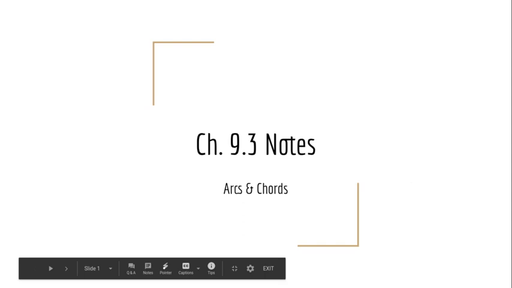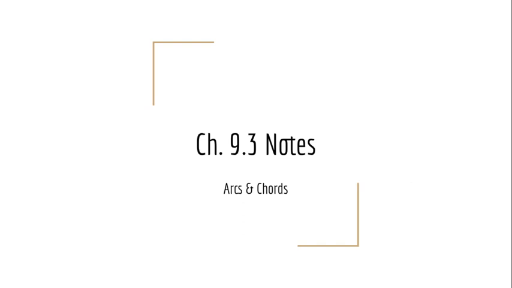We're moving a unit backwards quick. We're going to 9.3. We just finished 9.4 on inscribed angles, and now we're moving back to 9.3 for arcs and chords. So please make sure that you have a notebook as well as a writing utensil in front of you. Just like last section, there are a lot of key concepts in this one and different rules that you're going to want to write down.